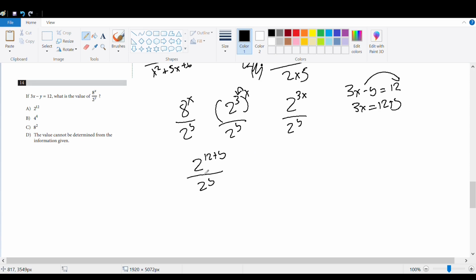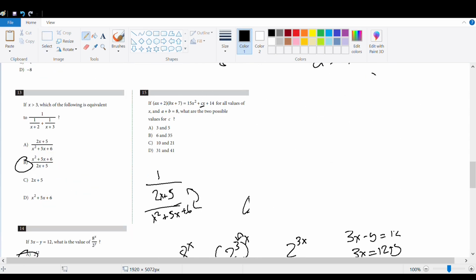So here it's 2 to the 12 plus y. And because this is a plus, we could just split it into 2 to the 12 times 2 to the y over 2 to the y. And these two are the same, so we're just left with 2 to the 12. And that is A.